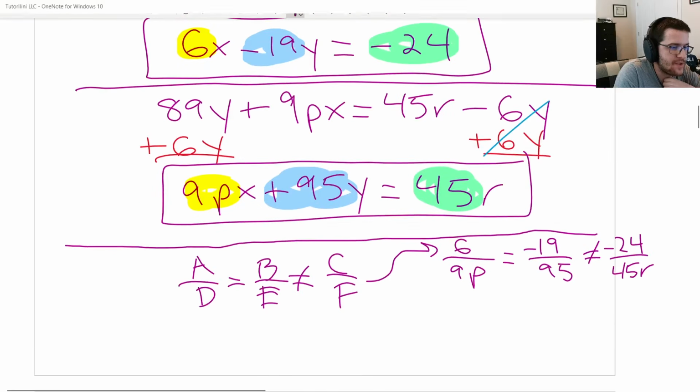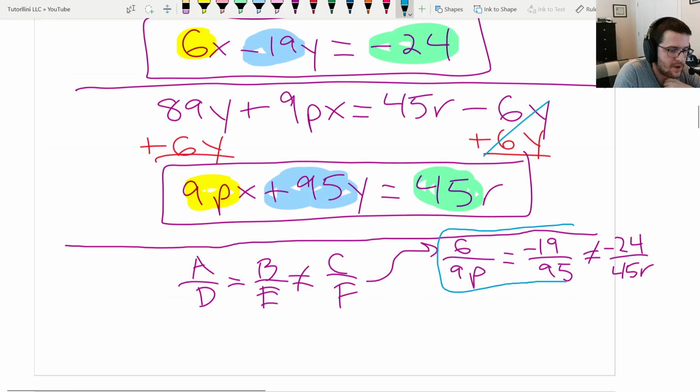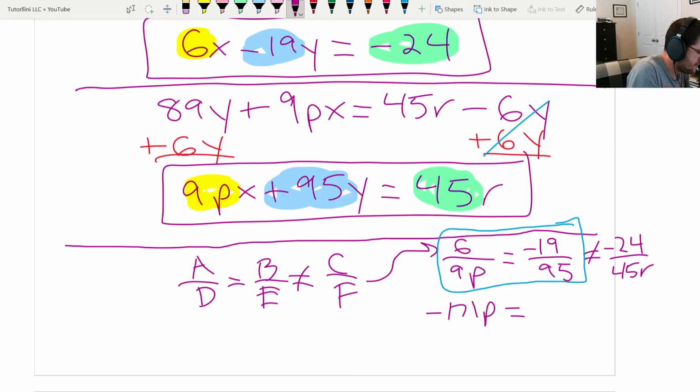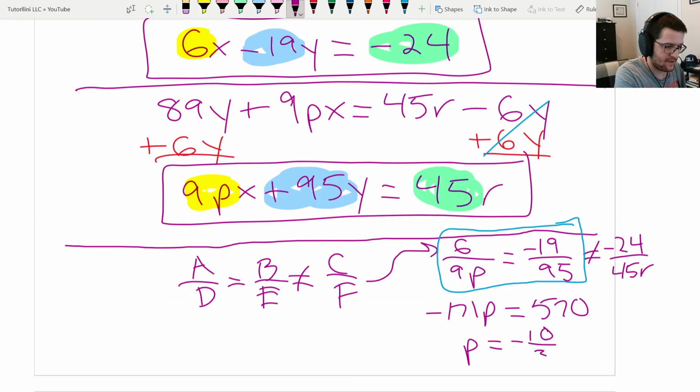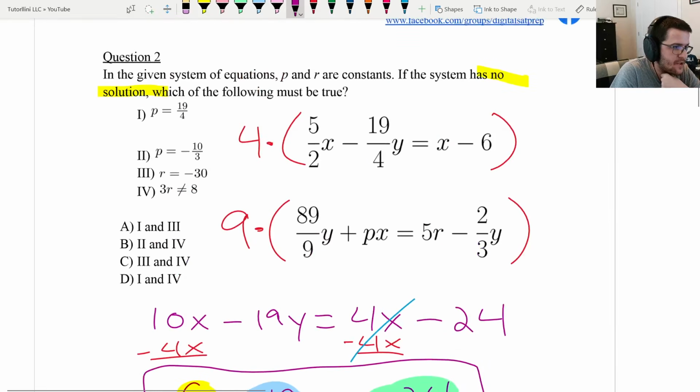And we can use this side to solve for p. So let's do that. 9 times negative 19 is negative 171p equals 6 times 95, which is 570. And 570 divided by negative 171 gives me negative 10 thirds. And it seems like that's an answer choice, so that bodes well for us.